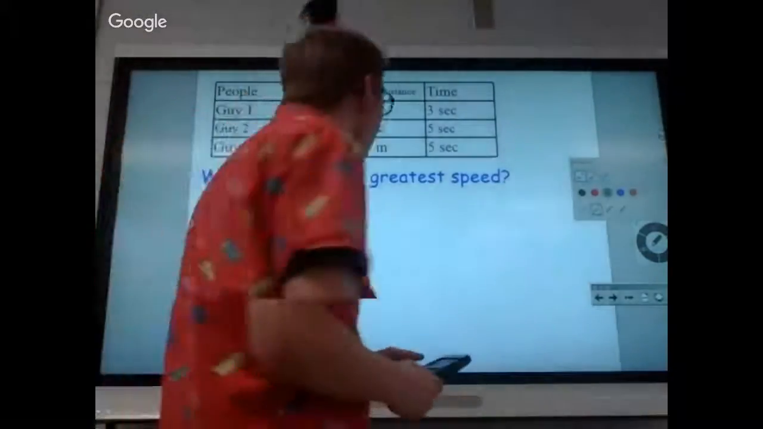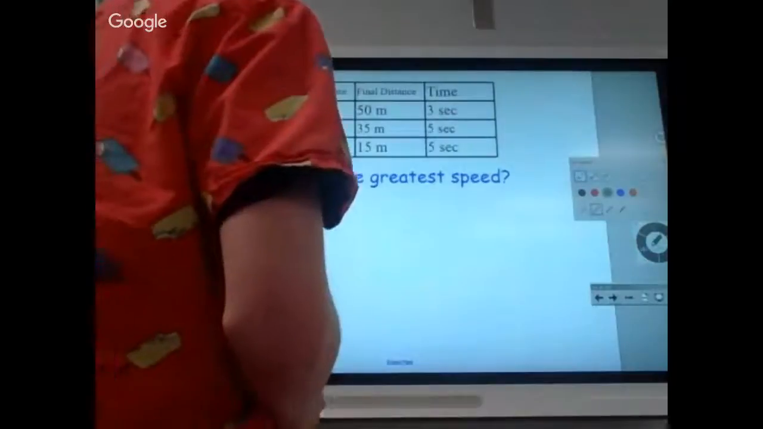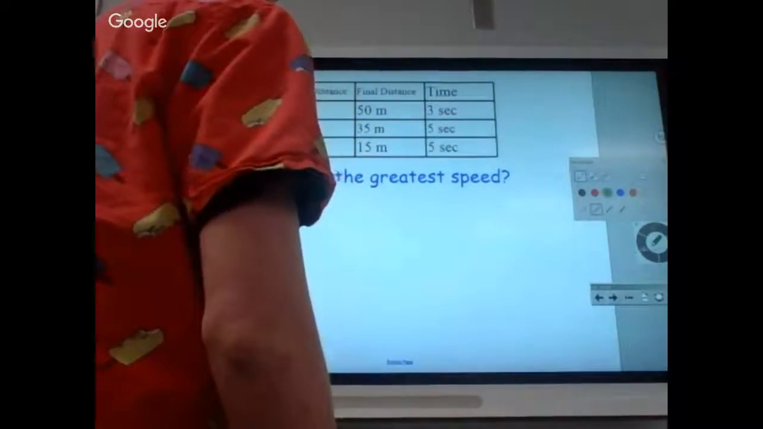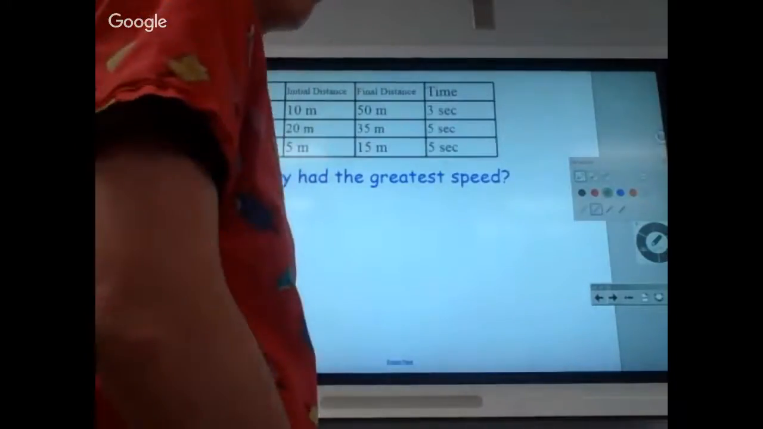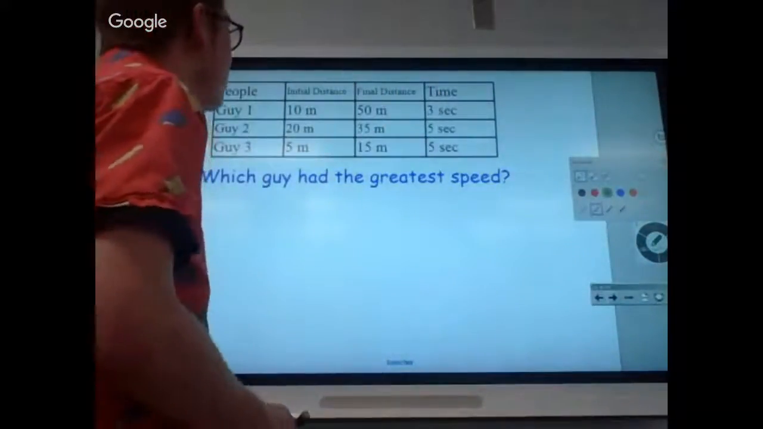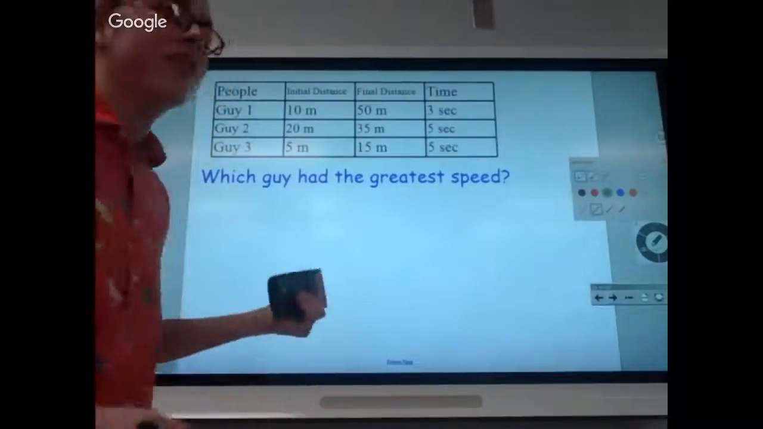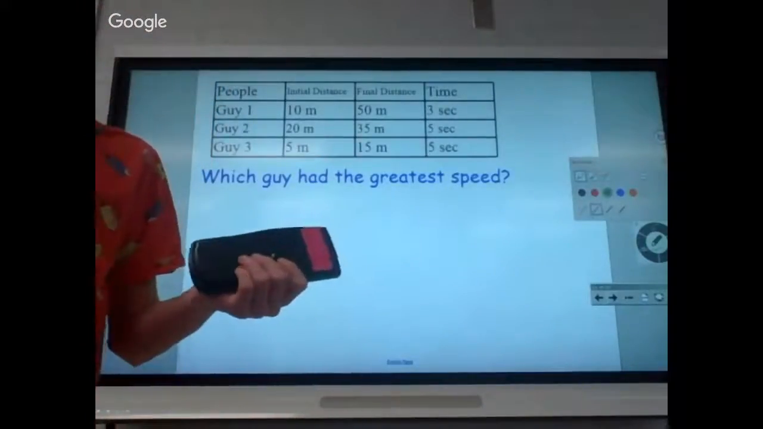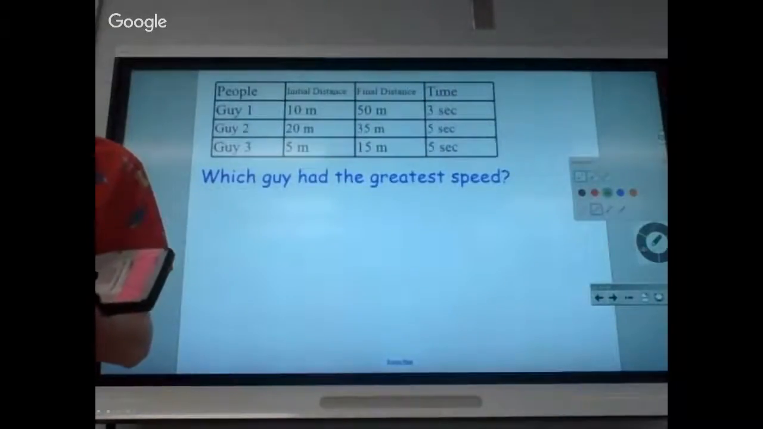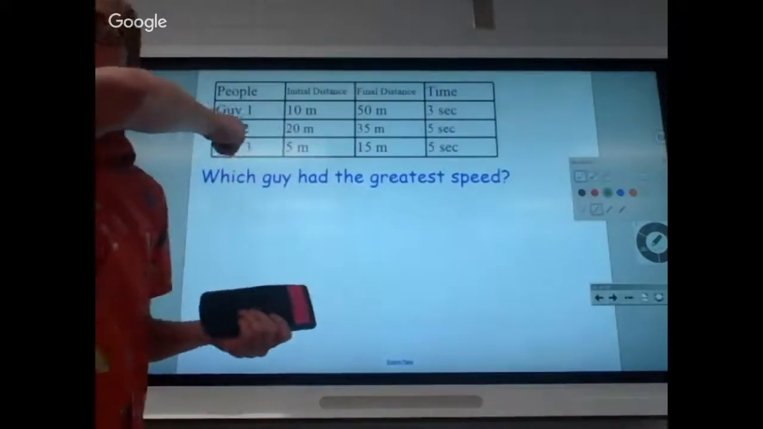Okay. Is that one good? Wait, so I think I have one box left. At least I think I do. What does the initial distance mean? Is that where he started? Yeah. So that one would be 50 minus 10, right?